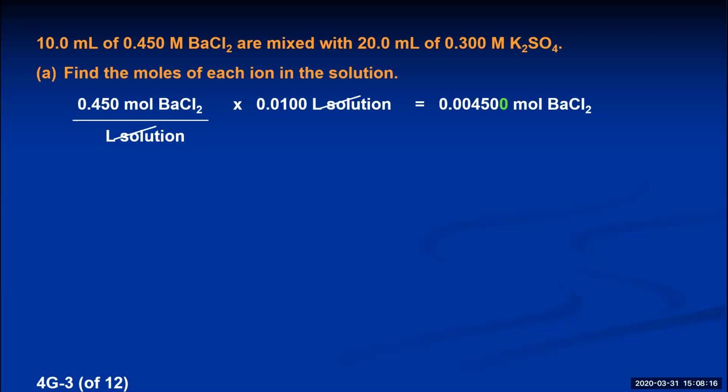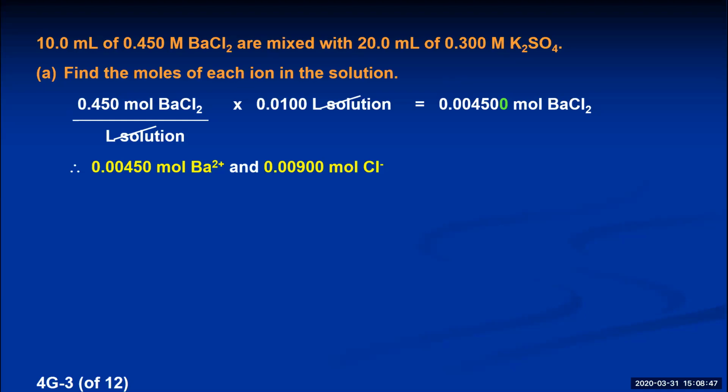So the number of moles in that original 10 milliliters is going to be the number of moles of barium chloride when the two solutions have been mixed together. That comes out 0.00450 moles of barium chloride. We'll do the same thing with the potassium sulfate. We know that we had 20 milliliters of 0.300 molar potassium sulfate to start with. So I'm going to multiply that molarity times volume to calculate how many moles of potassium sulfate there are in that original 20 milliliters. So let me say about this one first, though, before we go on.